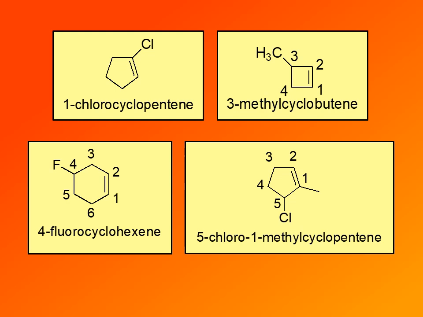So when a double bond has only one substituent, we ignore all other substituents elsewhere in the molecule and assign number 1 to that carbon of the double bond. That, of course, automatically assigns number 2 to the other carbon of the double bond, and then the rest of the ring is numbered accordingly. So the correct name for this compound is 5-chloro-1-methylcyclopentene.